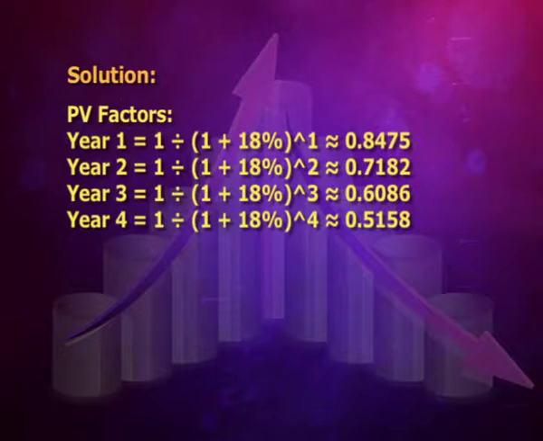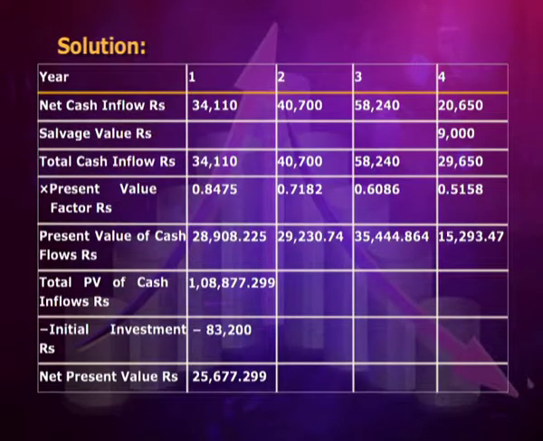First, we will list out all the PV factors for the respective 1, 2, 3, 4 years. From the table, we can see how the net inflows have been calculated, how they are multiplied with the present value factors, and the present value of cash flows is obtained. Then a total of PV cash inflows is obtained equivalent to rupees 1,08,877.299. From this, the initial investment of 83,200 is deducted to obtain a net present value of 25,677.299.